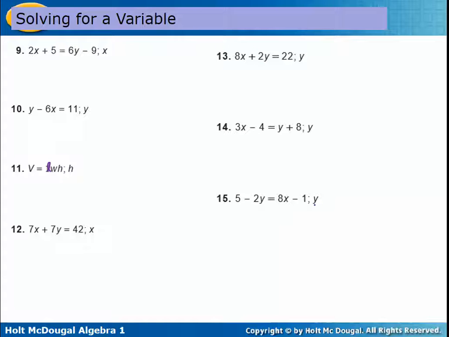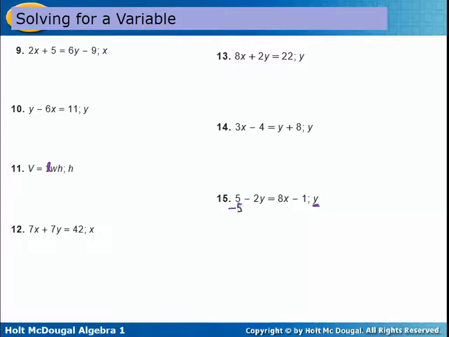In this one, we're trying to solve for y, and we have 5 minus 2y equals 8x minus 1. This one I'm going to solve a little differently than that last one. Instead of adding 2y to both sides so that my y term is positive, I'm just going to deal with it the way it is.